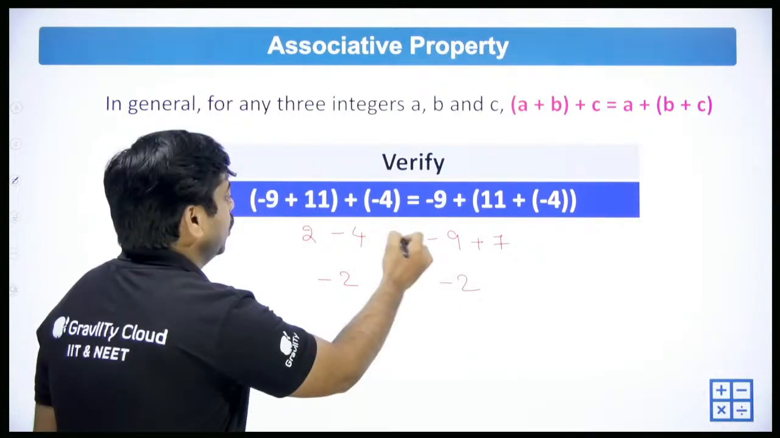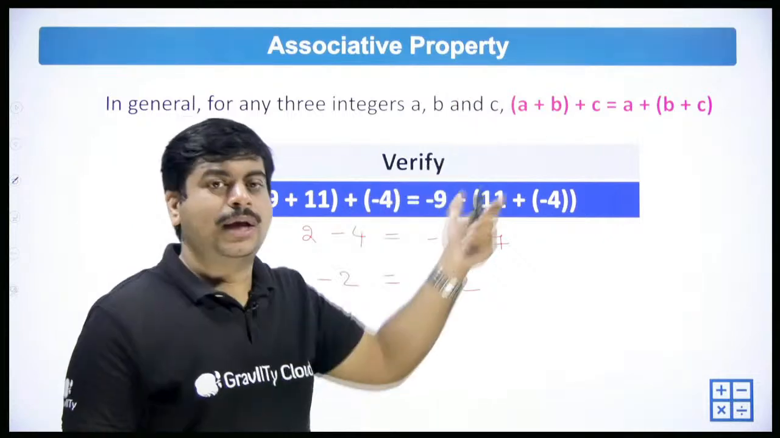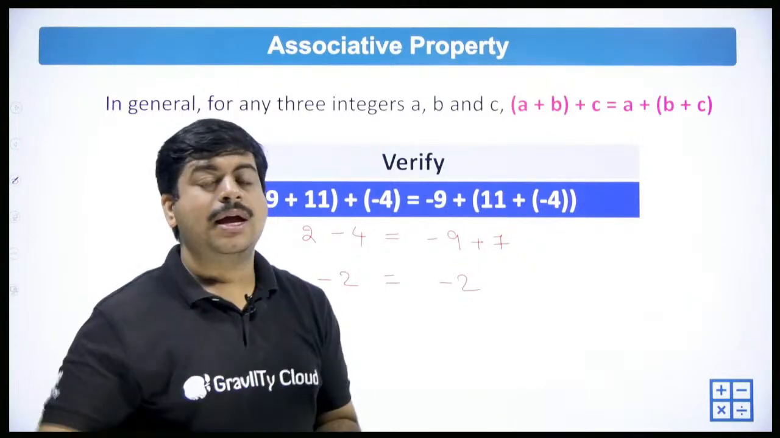The numbers may be positive or negative. All the integers, and numbers can be 0 as well. For all these, I can say that this property is satisfied. This property is valid: A plus B plus C and A plus B plus C. Add the first two and then add the third one, or add the last two and then add the first one. However you add, in addition the order is not important.